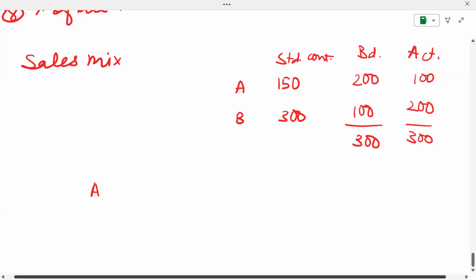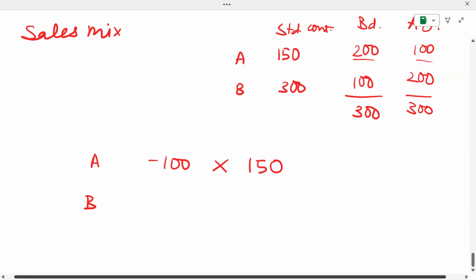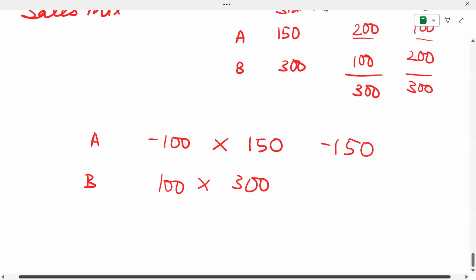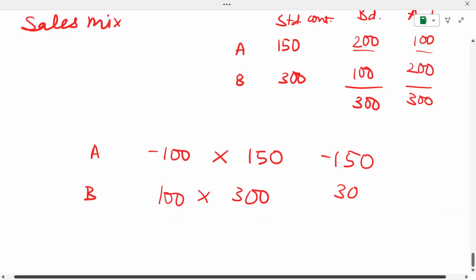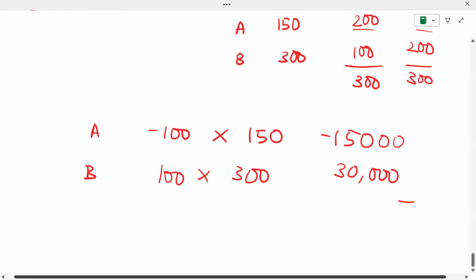First of all, for product A, we were supposed to sell 200, but we actually only sold 100. So we have a negative 100 variance and you multiply this with 150. For product B, we were supposed to sell 100, but we actually ended up selling more, which is 200. So 100 positive multiplied by 300. So negative 150 is something which is my adverse variance because selling less of A and selling more of B gave me 15,000. Yeah, and this is going to be 30,000. So these are the variances which I get per product.